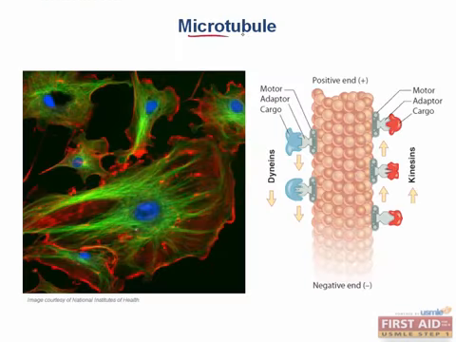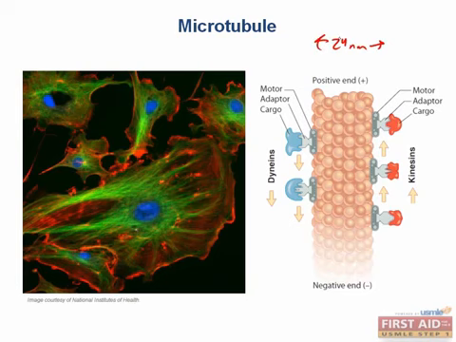Okay, let's talk more about microtubules. What color are they in this image? They're the green ones. They're about 24 nanometers in diameter, which makes them the largest cytoskeletal element. They're cylindrical structures formed by polymerized dimers of alpha and beta tubulin. Each dimer has 2 GTP bound to it.